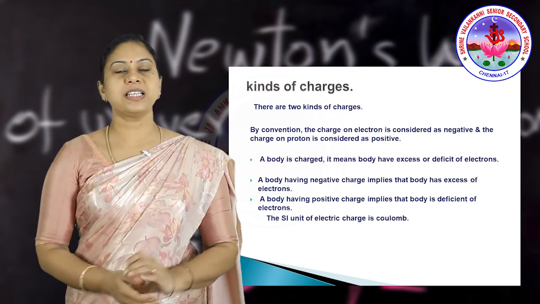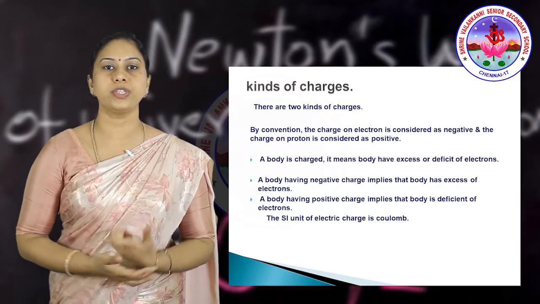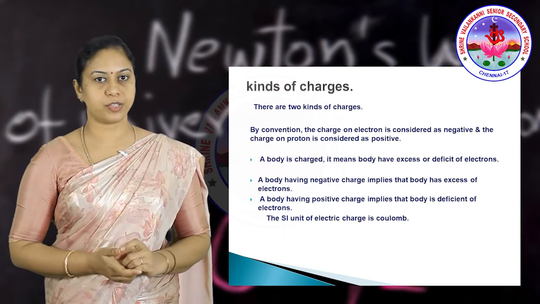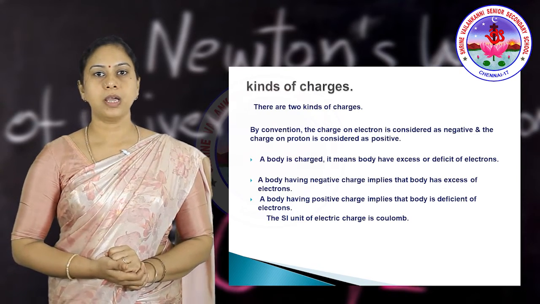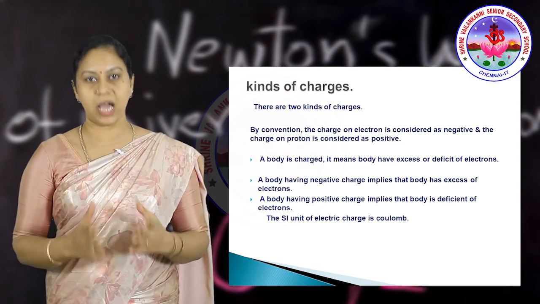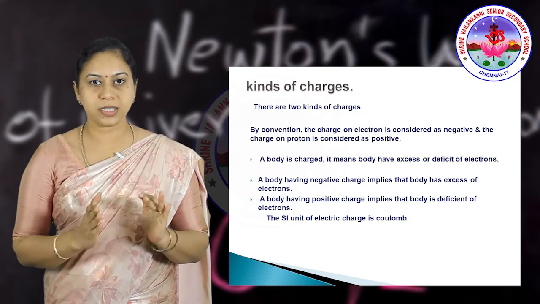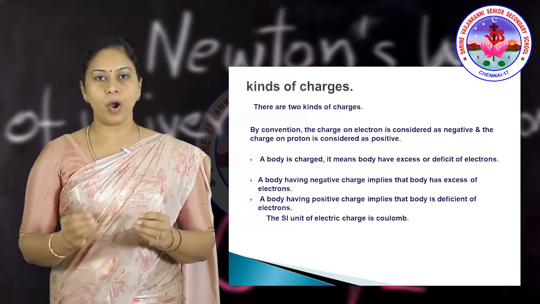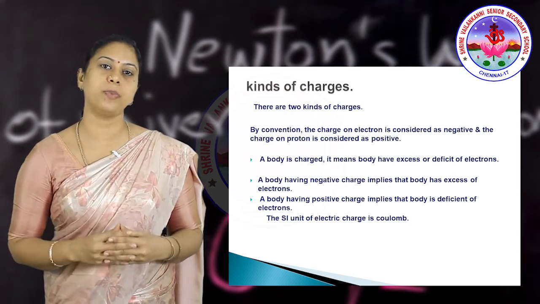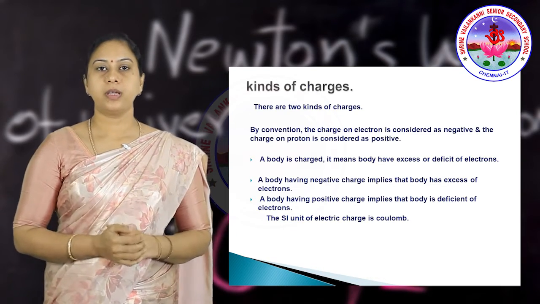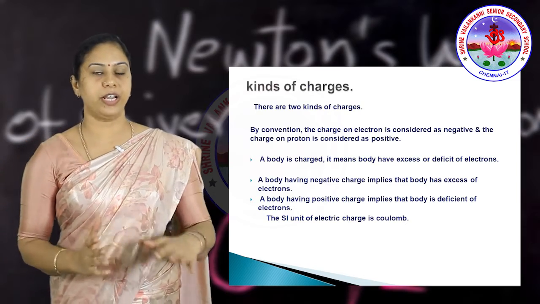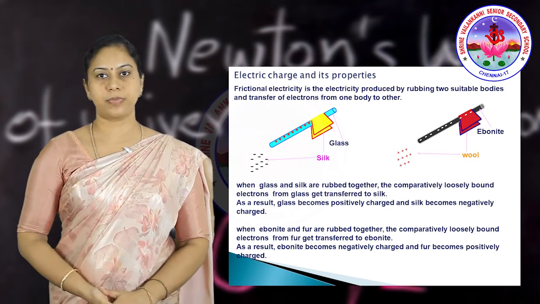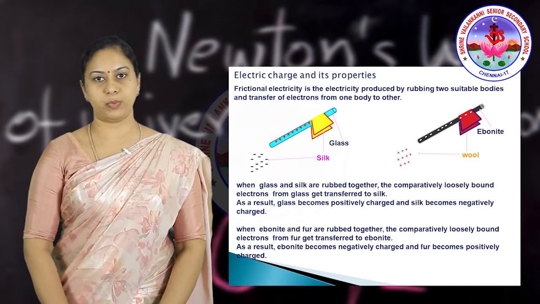Charge is the basic unit of matter. There are two kinds of charges, positive charge and negative charge. If a body is charged, it has either an excess of electrons or a deficit of electrons. If the body has an excess of electrons, it is a negatively charged body. If the body is positive in nature, it has a deficit of electrons.